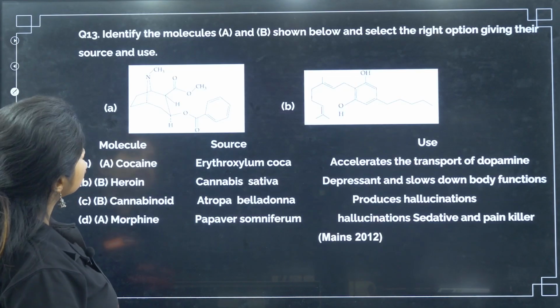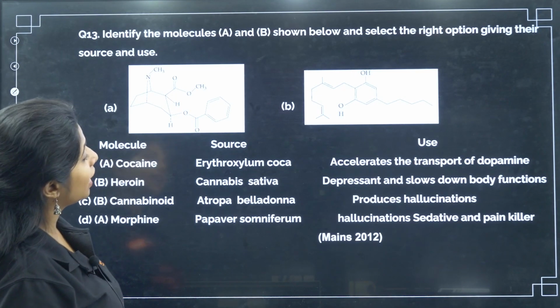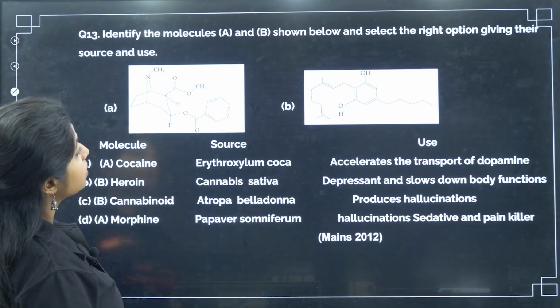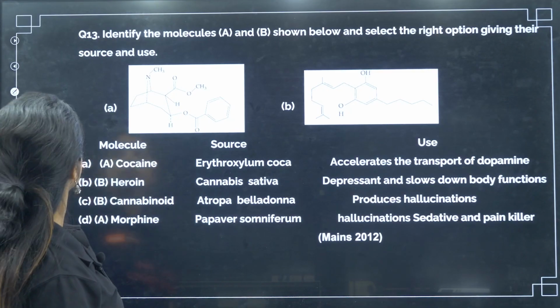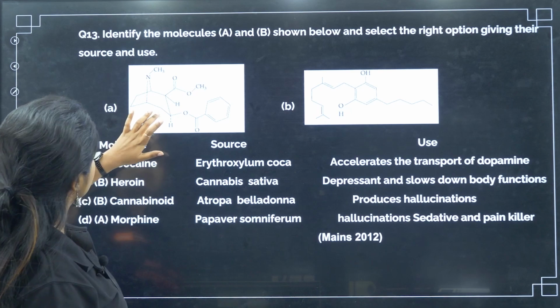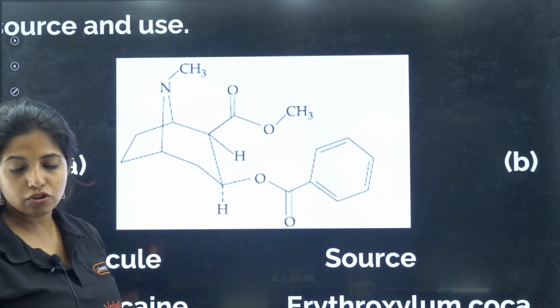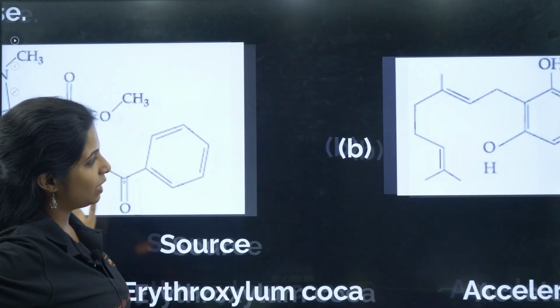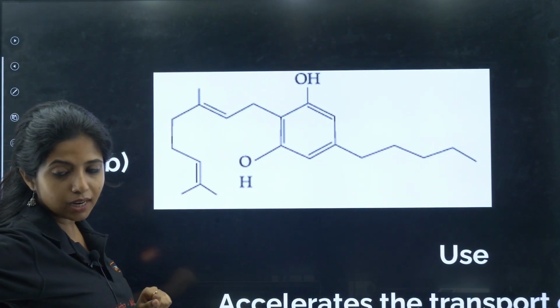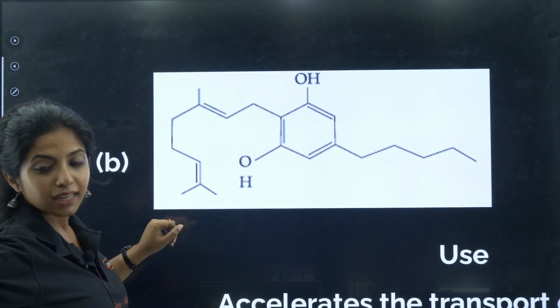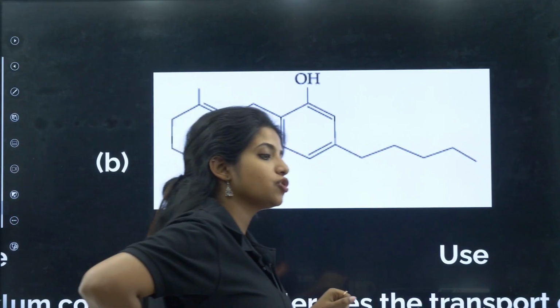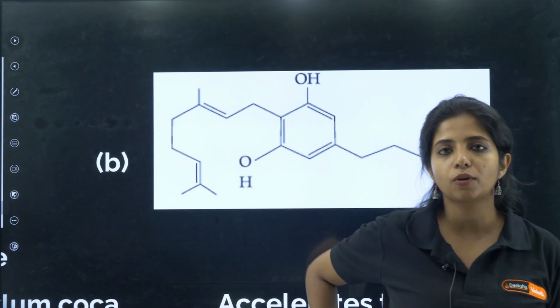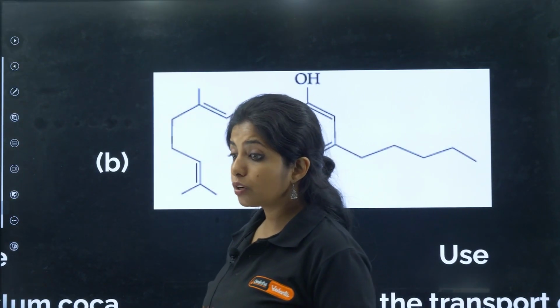Next. Identify the molecules A and B. This is the last question, okay? Molecules A and B shown below, and select the right option giving their source and use. So over here, what is this, my dear children? Ma'am, it's not there in NCERT, I know. What about this? This is there in NCERT, right? Can you tell what is this? B is what? It is cannabinoid, like ganja, marijuana and all this. Where do you get cannabinoids from? Cannabis sativa.